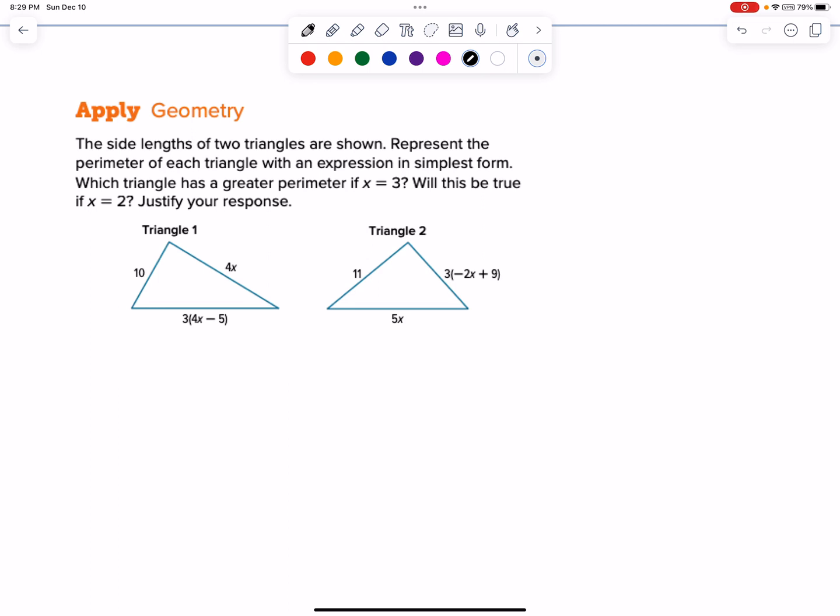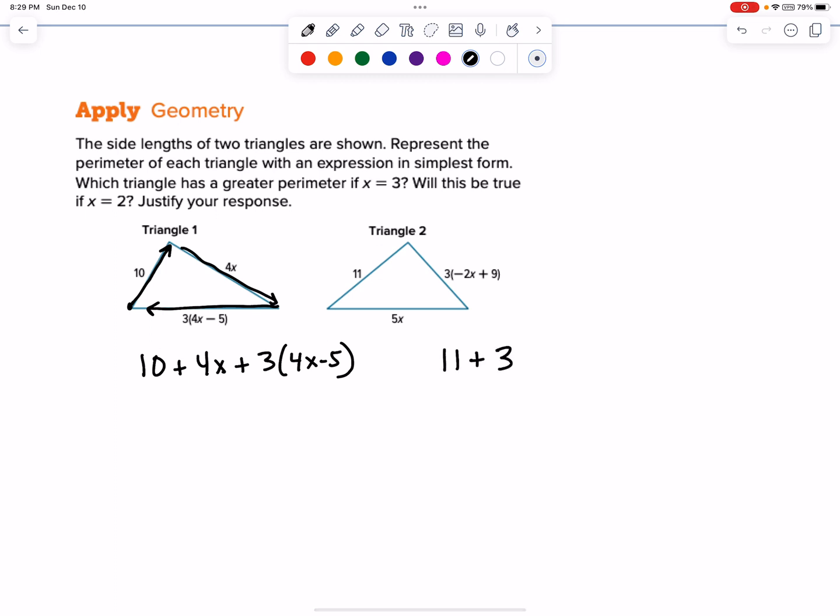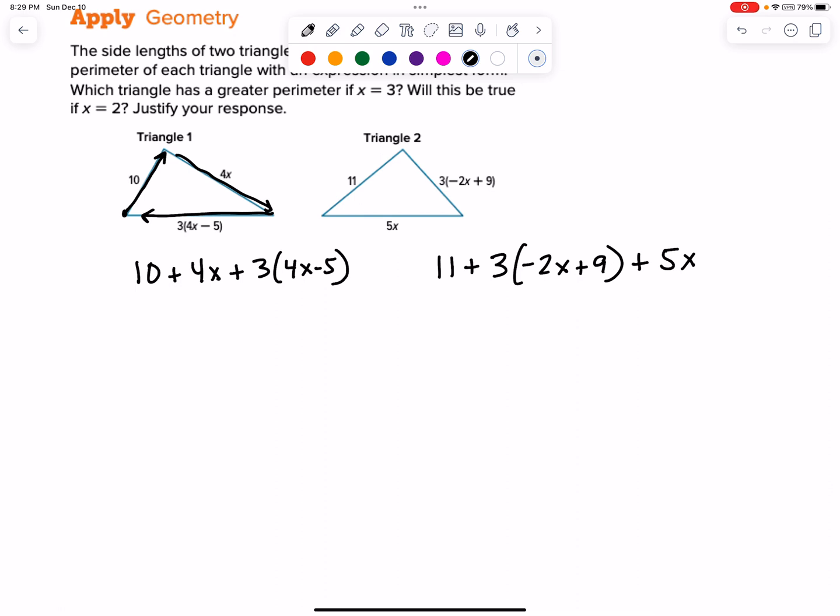All right, so we know perimeter, P around the perimeter. You start on one side and you go all the way around the triangle. So basically that means we have a 10 plus a 4x plus 3 times the quantity of 4x minus 5. Okay, so that's what we have for that one. For the other one, we have an 11 plus 3 times the quantity of negative 2x plus 9 plus the last side, which is 5x. Okay, so we need to go ahead and simplify these so that we can easily solve.